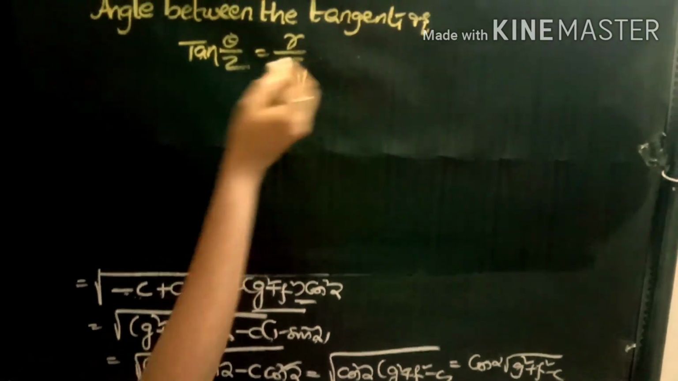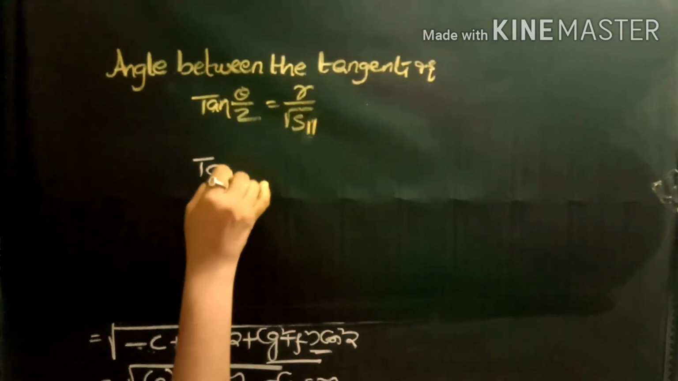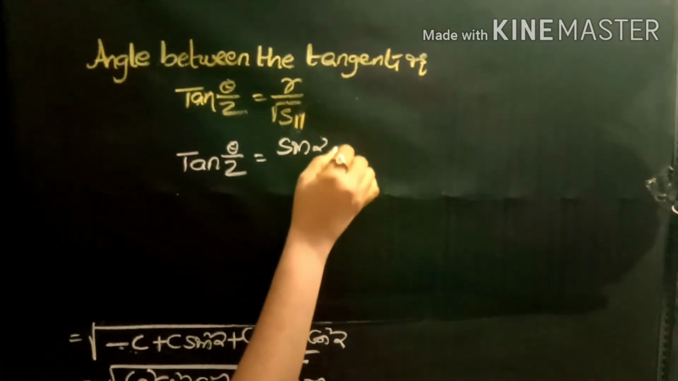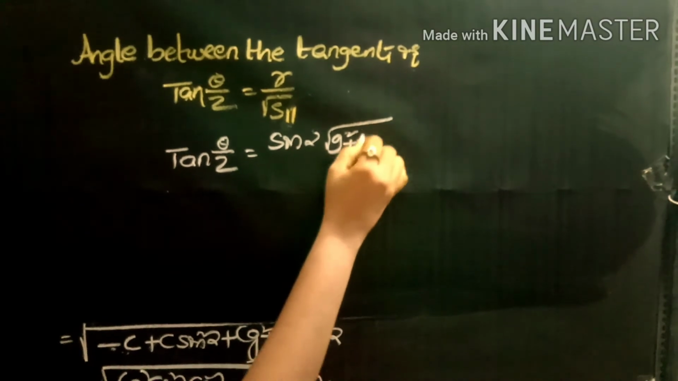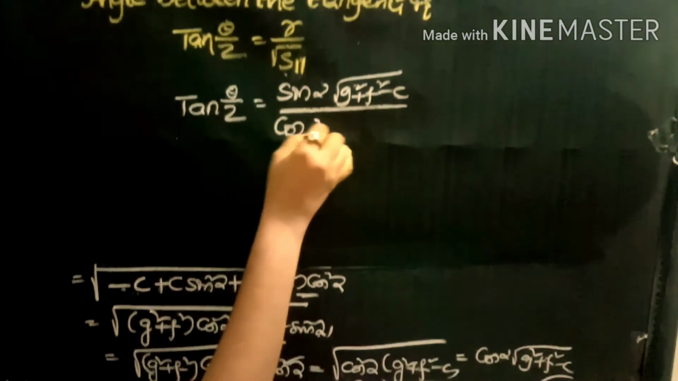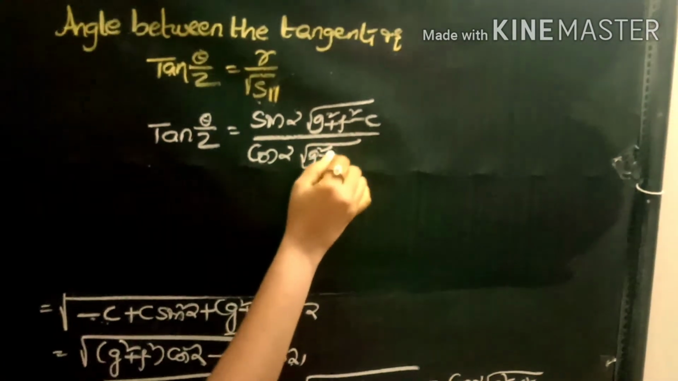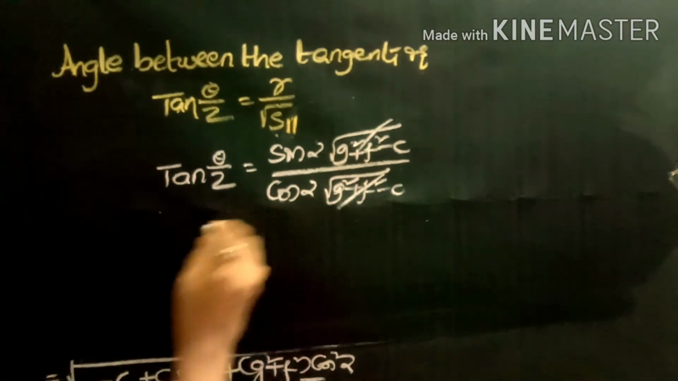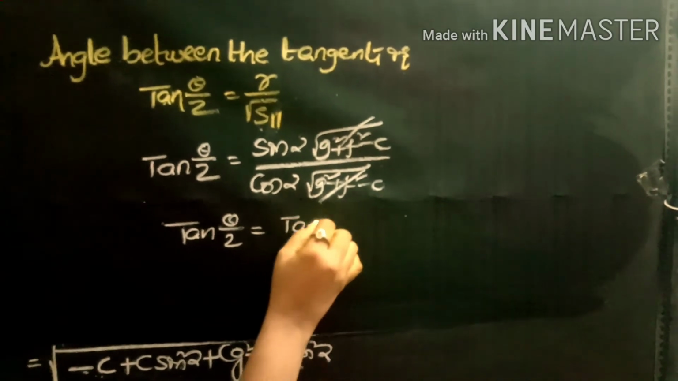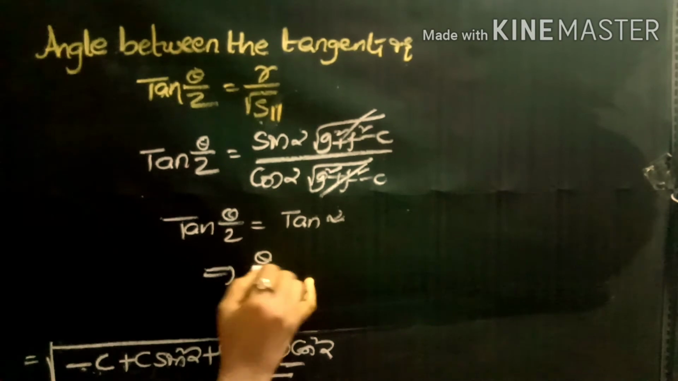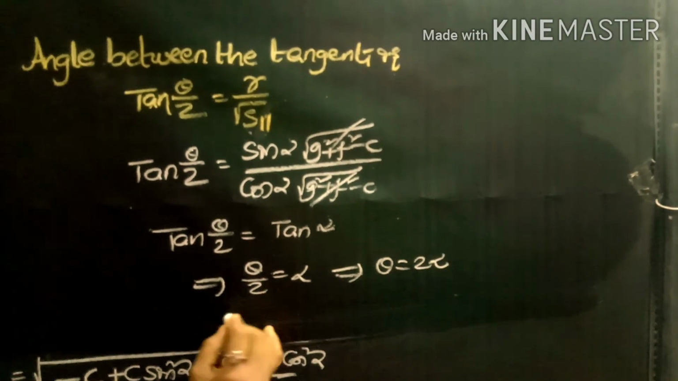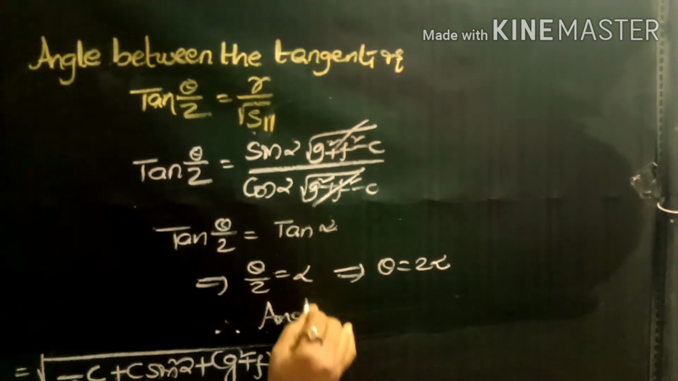The tangents formula is tan(θ/2) = r/√S11, that is tan(θ/2) = sin α √(g² + f² − c) divided by cos α √(g² + f² − c). Now these two terms cancel, so tan(θ/2) = sin α/cos α, that is tan α. That implies θ/2 = α, which implies θ = 2α. That is, the angle between the tangents is equal to 2α.